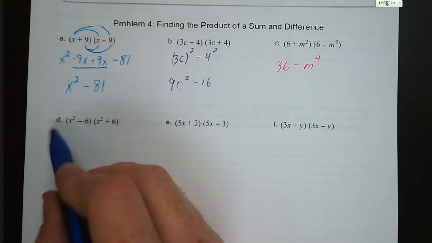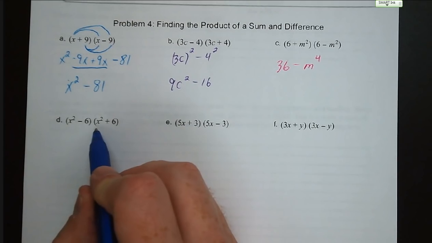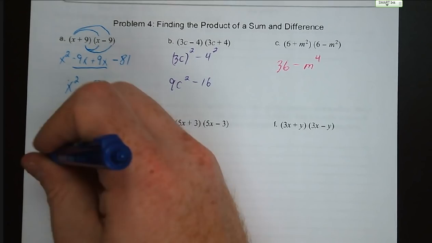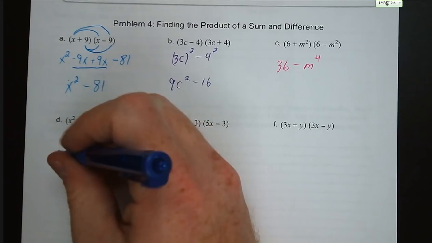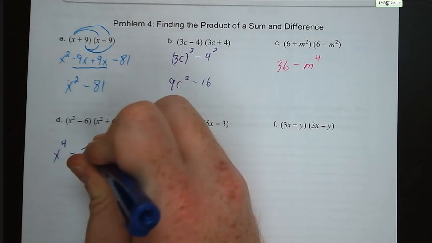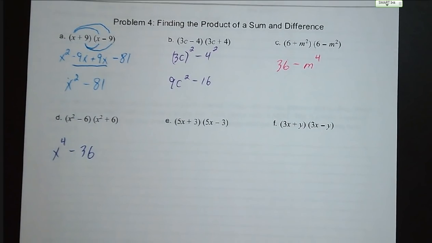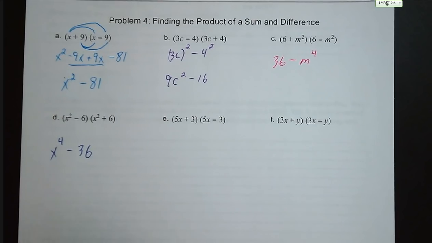So, first term is x squared minus 6 times x squared plus 6. So we've got x to the 4th minus 36. This also might be a good time to practice your perfect squares. I would recommend having all the way up to at least 15 memorized.